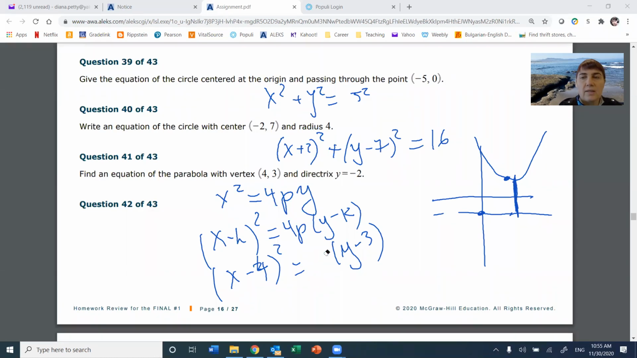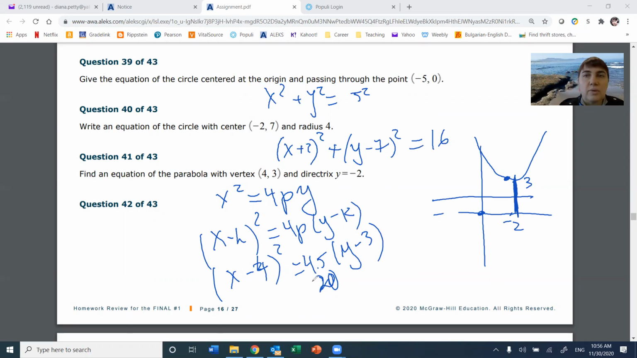Okay. So we need to find this distance. So this is -2, and this is 3, right? 5. Yeah. So the distance is 5. You can just figure out what the distance is. So it's 5, and because it's up, it's positive. So it's going to be 4 times 5. So this will be 20 right here. That's right. Now it's 20.